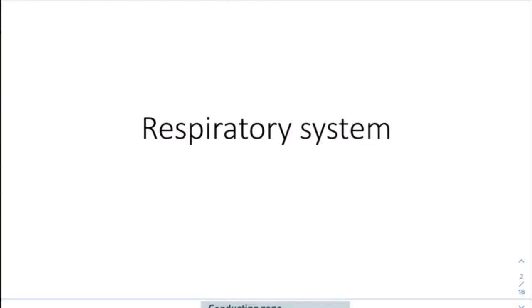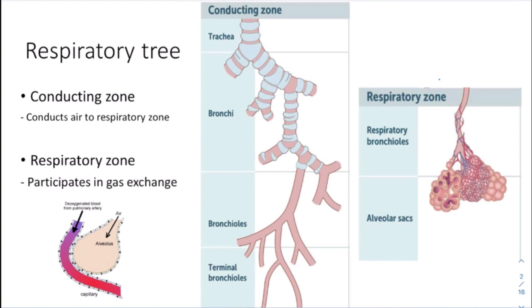Okay, so today's topic is on the respiratory system. So the components of the respiratory system can be divided in a few different ways. It can be classified in a few different ways. For example, anatomically, you can have the upper respiratory tract, which includes the nose, pharynx, and the larynx, and you can have the lower respiratory tract, which includes the trachea and the bronchi. And you can also classify it functionally into the conducting zone and the respiratory zone.